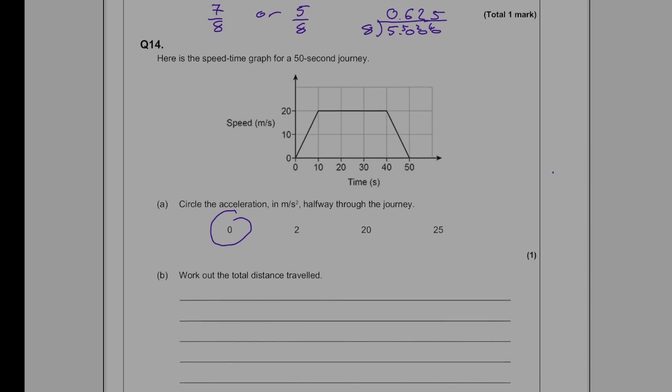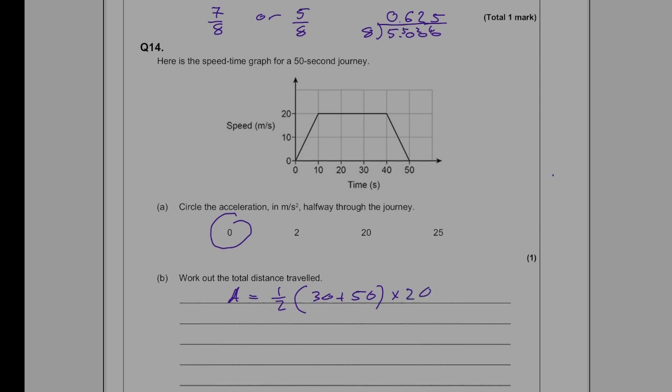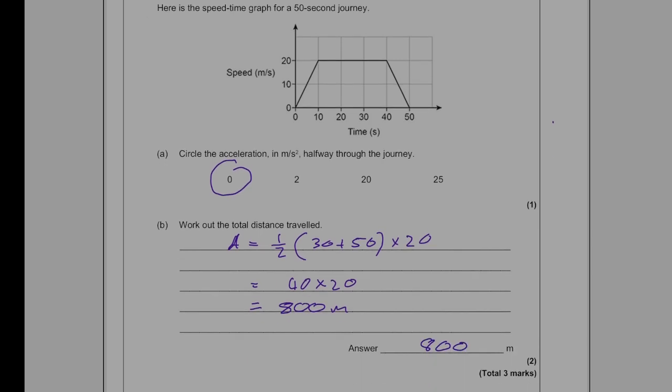Work out the distance travelled. Well, the distance travelled is going to be the area. So it's going to be equal to the area of the trapezium, which is going to be a half of A, which would be 30 plus 50 times by the height, so times by 20. So that's going to be a half of 80, which would be 40, times by 20, which is going to give me 800 meters. There we go.